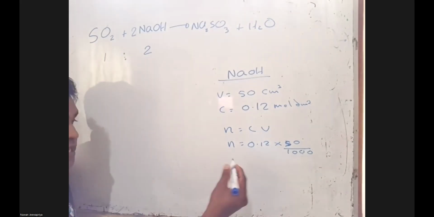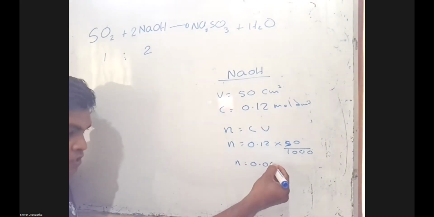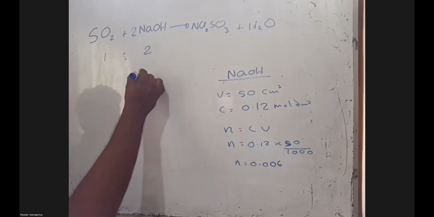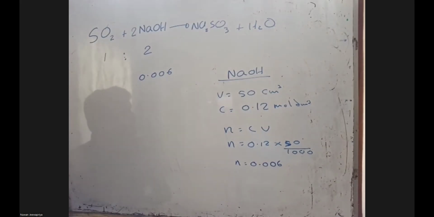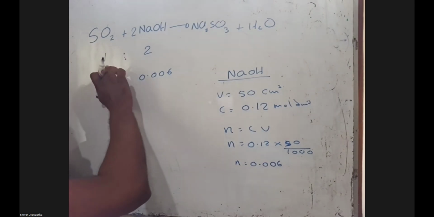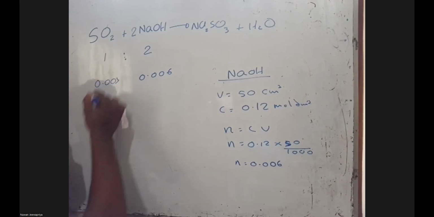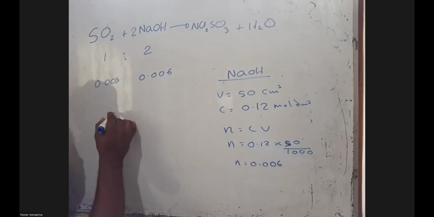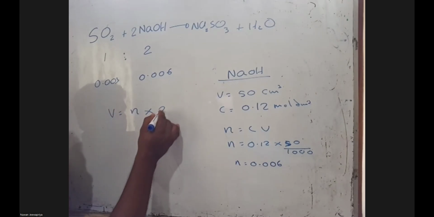The answer is how many moles there? 0.006 is there. That's the number of sodium hydroxide moles, 0.006. So the sulfur dioxide moles should be half of that, because the ratio is 1:2. So the sulfur dioxide mole is 0.003. Then how do we find the sulfur dioxide volume? Volume is equal to moles multiplied by 24.